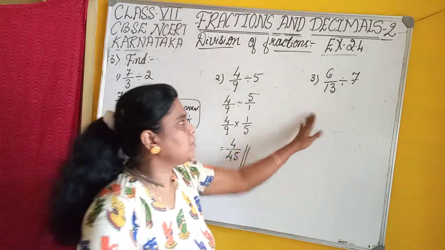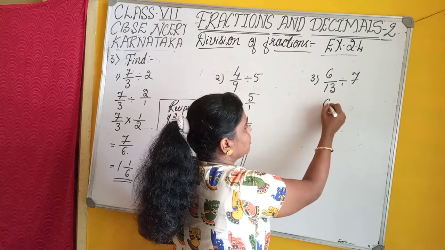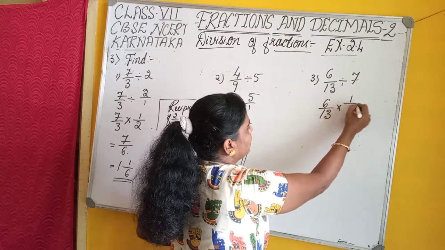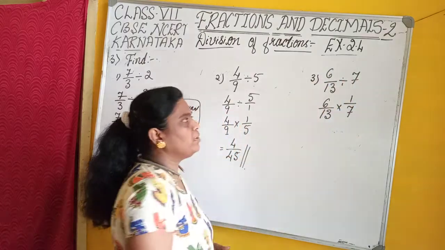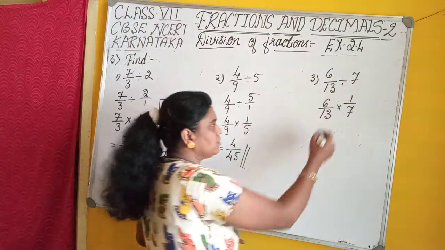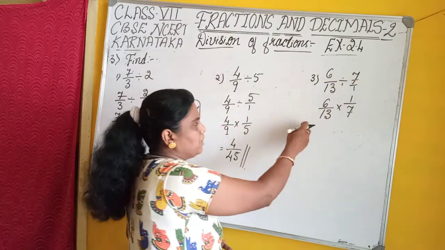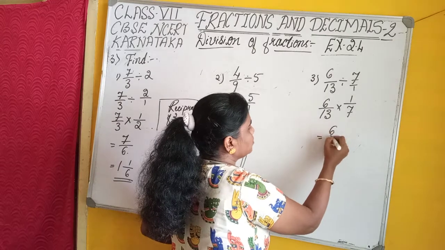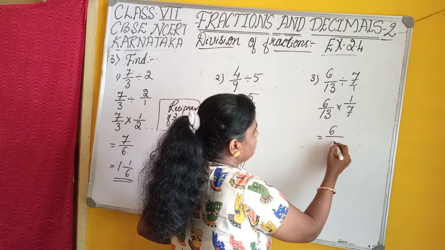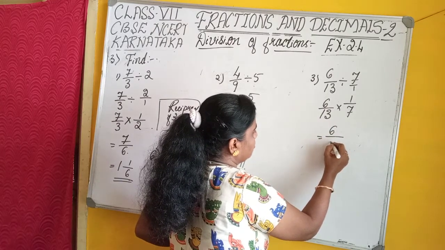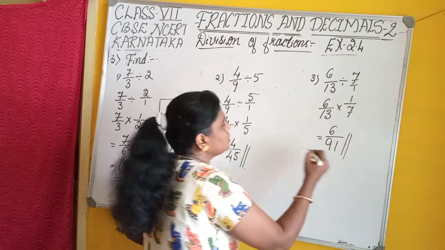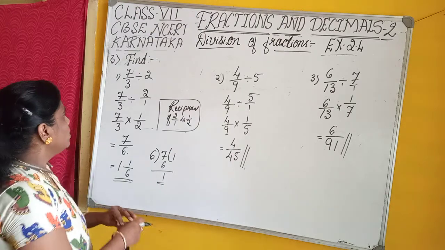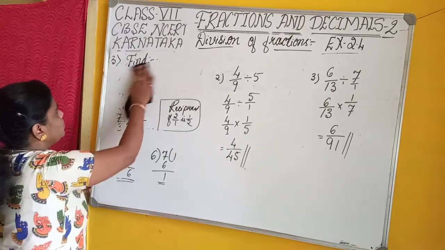Next, 6 by 13 divided by 7. 6 by 13 into 1 by 7. Here the reciprocal of 7 by 1 is nothing but 1 by 7. 6 by 13 into 1 by 7 is equal to 6 by 13 sevens are 91. Okay students, understood how we are going to do these problems? Now let us move on to the next problems.